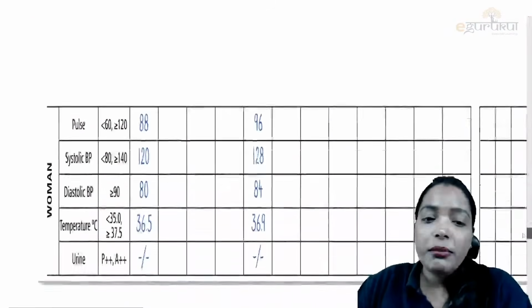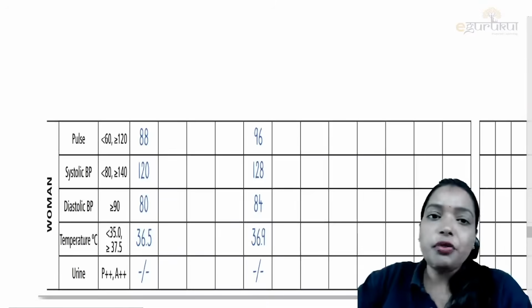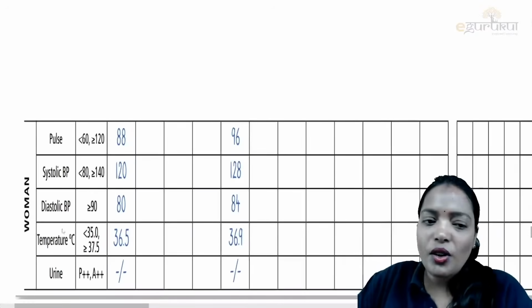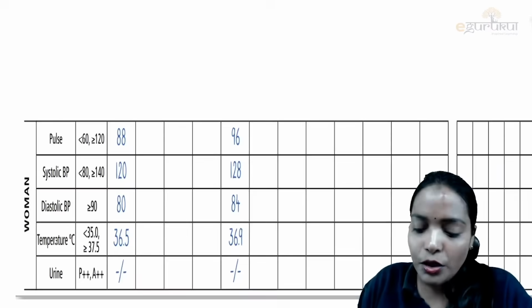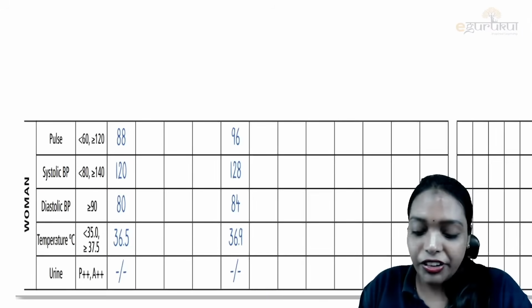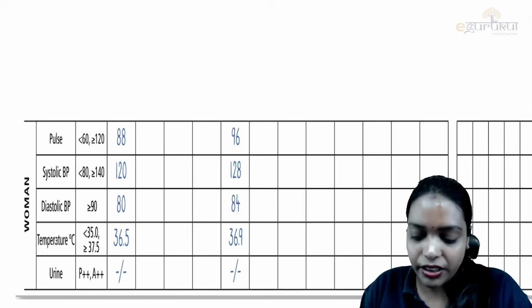Now coming to the women's column. So in the women again, pulse. So this column I think is pretty simple, guys. For pulse, if pulse is less than 60 or if it is more than 120, it is an alert.